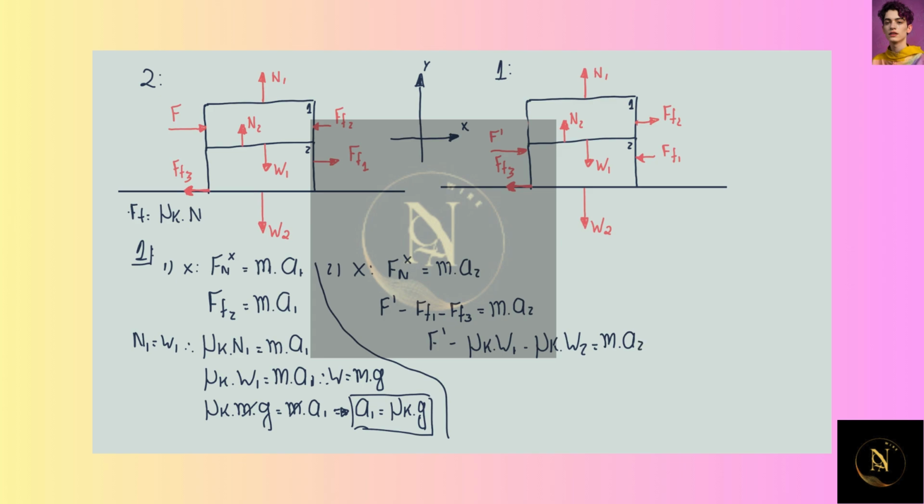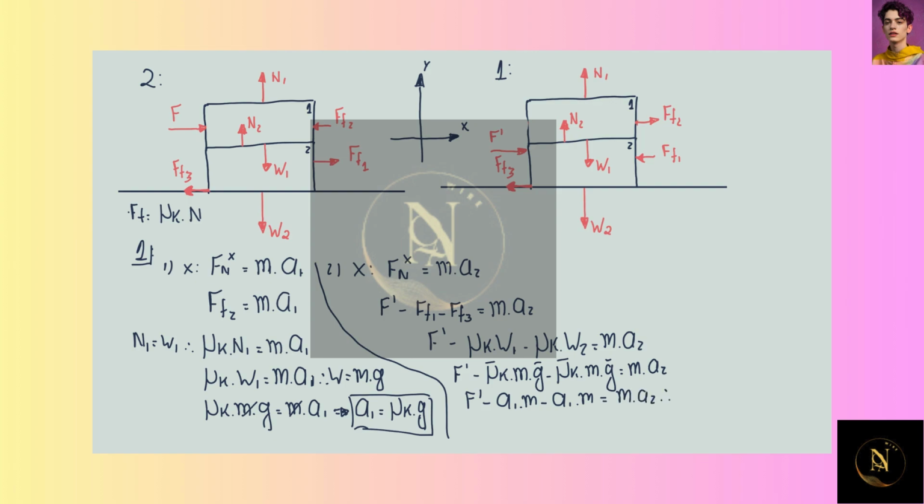Then we can again write the weights as masses times gravity to get mu k times m times g minus mu k times m times g, and this is equal to m times a2. And now, notice that we have lots of this mu k times g right here. We can write it as F prime minus a1 times m minus a1 times m. What I'm doing is substituting mu k times g by a1, as we have discovered from our last equation. And this is m times a2.